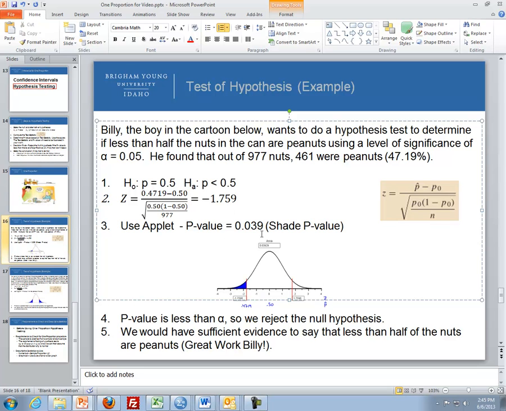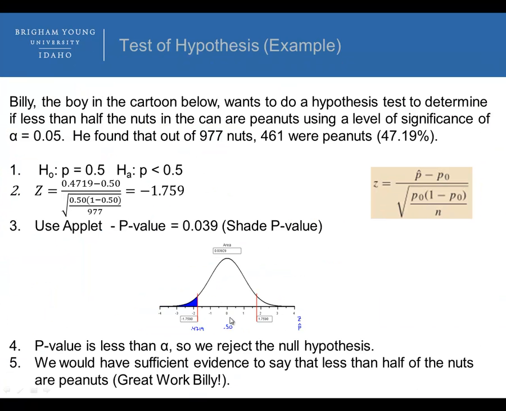We can get the p-value by going to the applets, and here's an example of this. In fact, let me expand this a little bit. Here is my test statistic of negative 1.759. We're shading to the left because it's a left-sided test, and after we type in our test statistic and press enter, we get our p-value up above, which is 0.039. We can get a p-value in this case in the applet because we're dealing with the z distribution here.